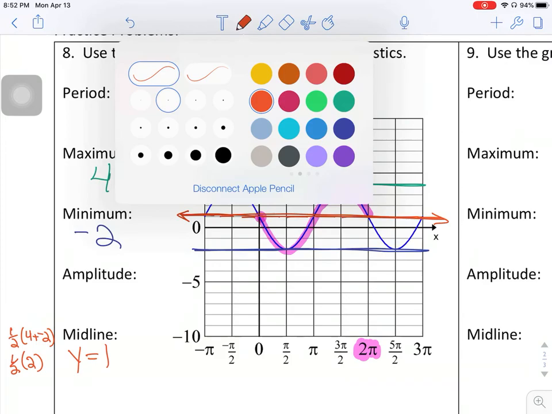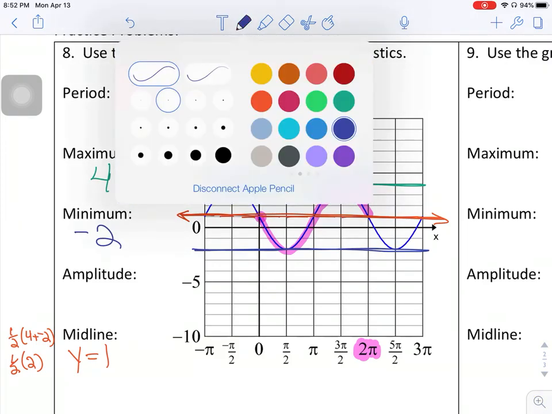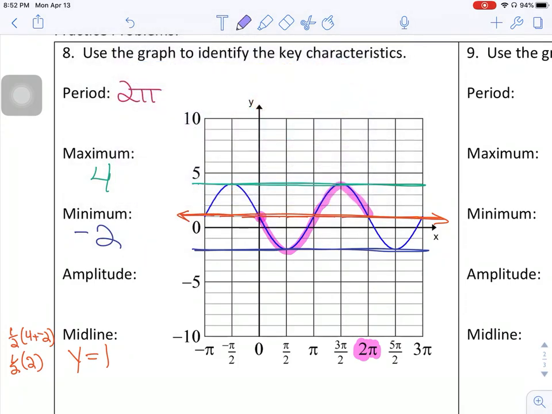And amplitude, I can count that out. Let's see. What color haven't I used? There we go. So from the midline up to the maximum is 3 units. Let's double check that. If I do 1/2 the maximum minus the minimum, so 1/2, let me actually show you that one. 4 plus 2 is 1/2 times 6, and that's 3. All right, so we have all the key features for problem number 8.